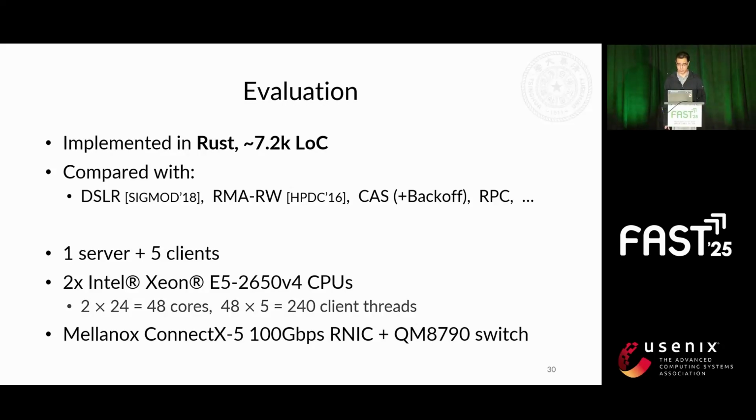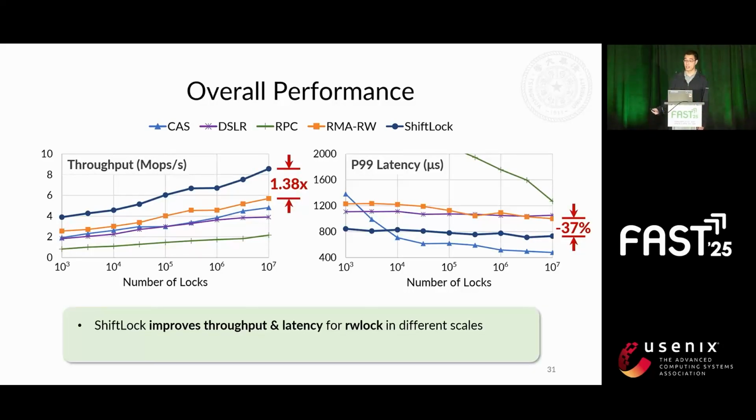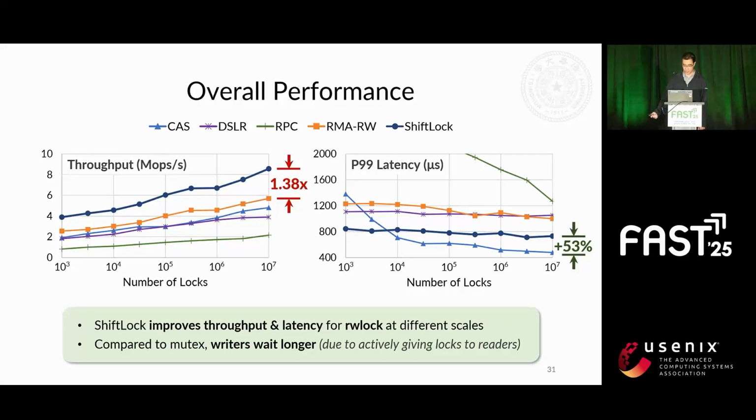We have implemented ShiftLock in around 7,000 lines of Rust code and compared it to some existing RDMA locks in a testbed of 6 nodes. Overall, ShiftLock, the dark blue line in the figures, delivers the highest performance. It improves the throughput and latencies for reader-writer locks at different scales. However, compared to a mutex, some writers might wait longer in ShiftLock because, as we have discussed before, writers need to proactively give the lock to readers to avoid starvation. This can result in somewhat higher tail latencies.